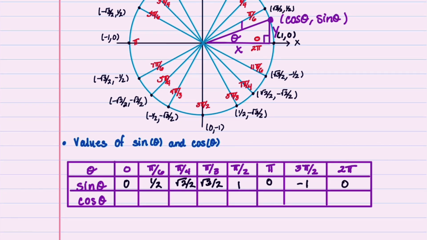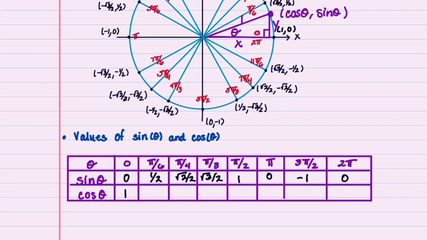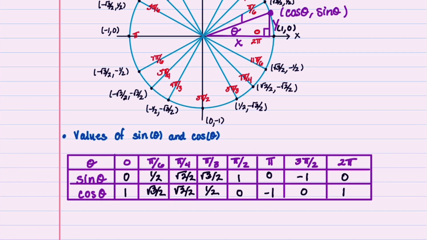Let's now fill in the values for cosine theta. Cosine of 0 is 1. Cosine of pi over 6 is root 3 over 2. And then we have root 2 over 2, 1/2, down to 0. Cosine of pi is -1. Cosine of 3 pi over 2 is 0. And then lastly, cosine of 2 pi is equal to 1.